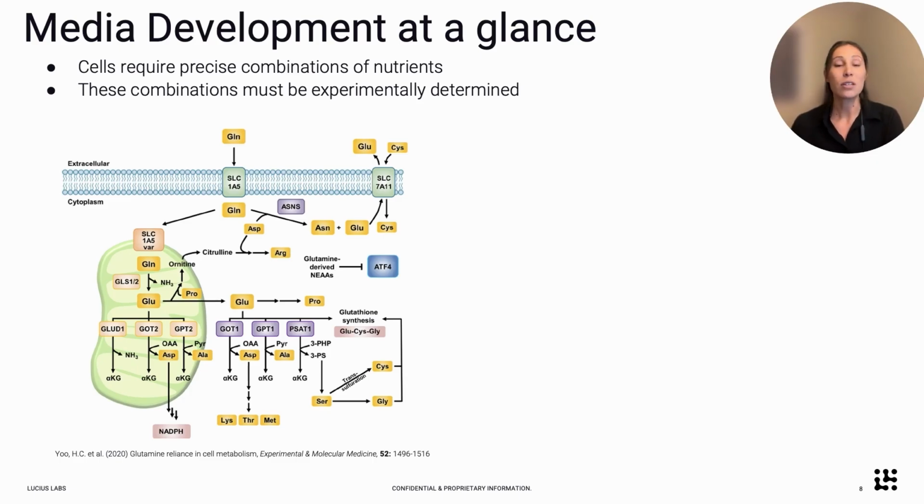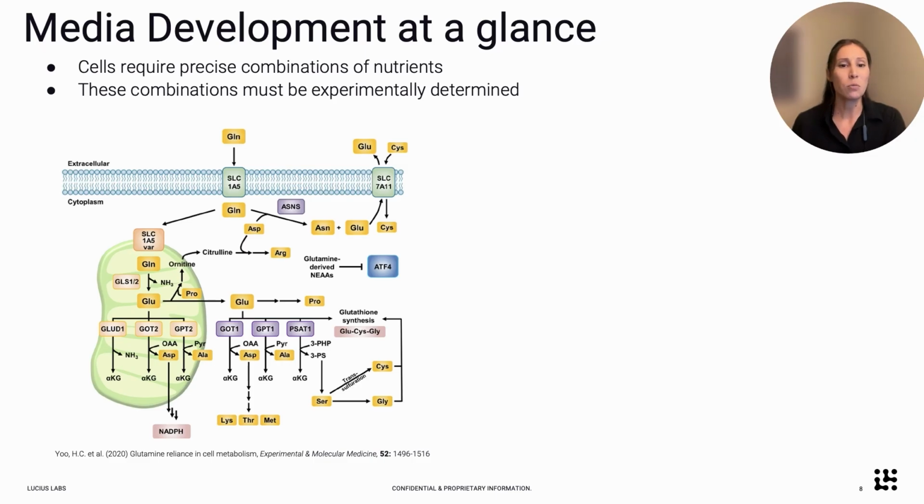But essentially, our focus is to provide cells in vitro with a precise combination of nutrients that they require. So there's a lot of things that go into cell culture media. There's a lot of nutrients that cells require, and there's an exact combination of these nutrients that has to be experimentally determined. So in this graph, I just wanted to highlight the glutamine pathway and how many different steps are involved in this, and how many different amino acids are also involved with it.